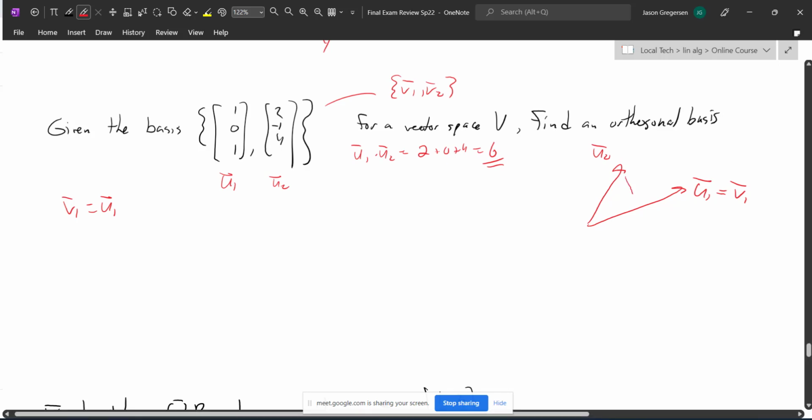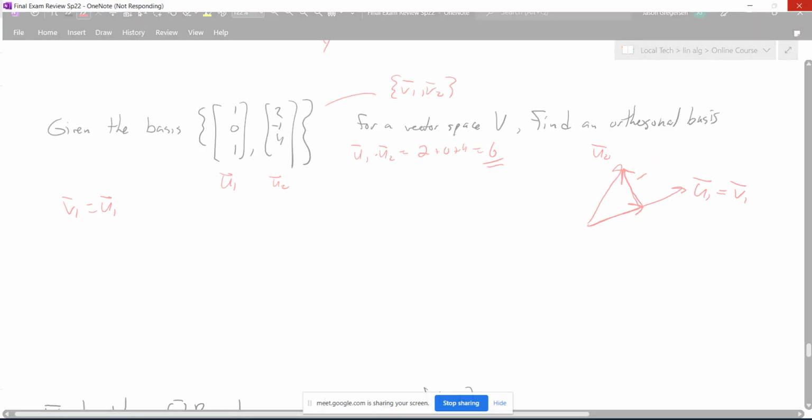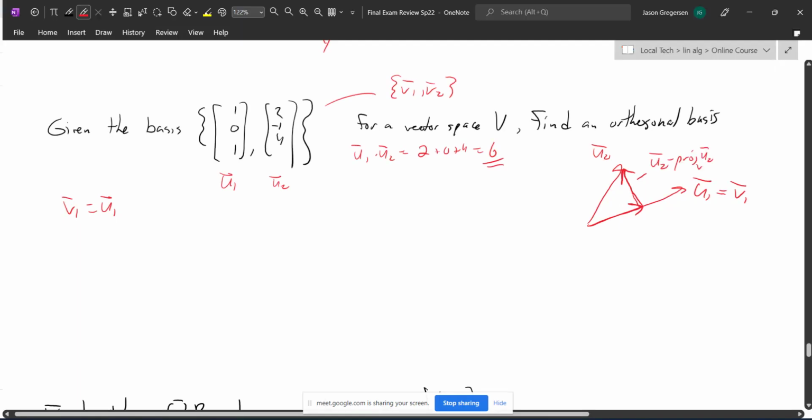To do that, I'll project u2 down to find the projection, and I'll subtract to get this perpendicular vector. So this vector u2 minus the projection of u2 onto v1 should give me this perpendicular vector. And that's my formula for v2: u2 minus the projection of u2 onto v1. And if I had more vectors, I could continue to extend this.